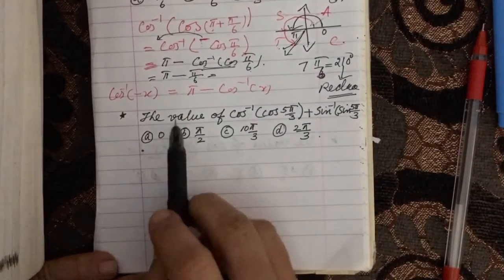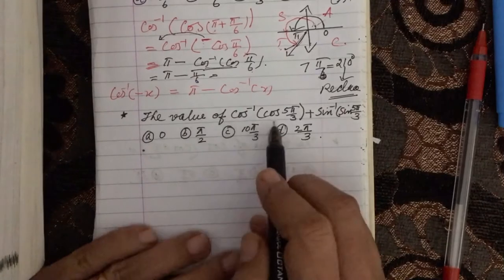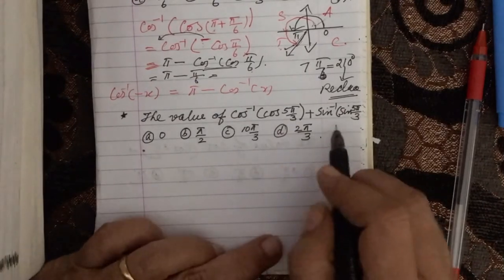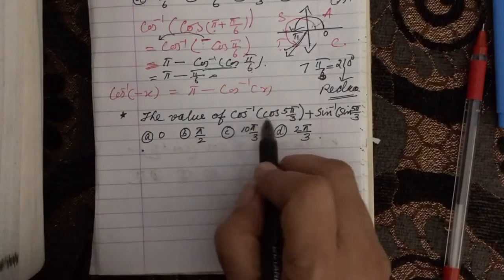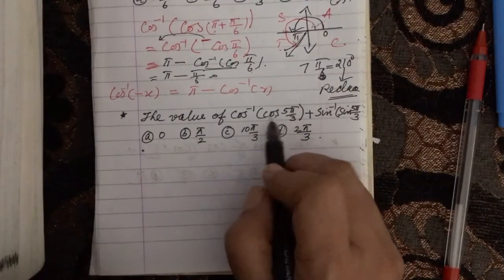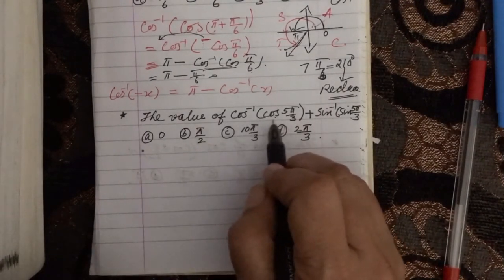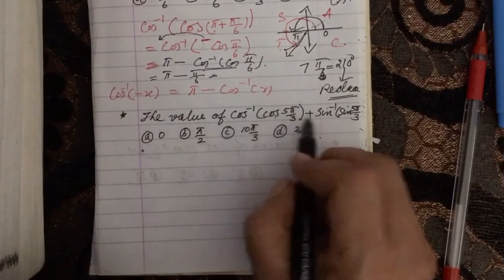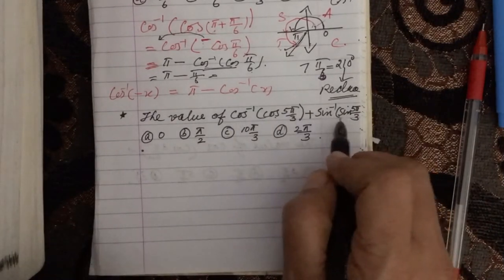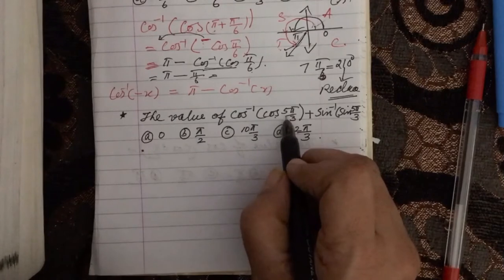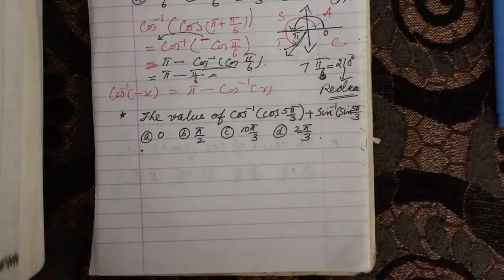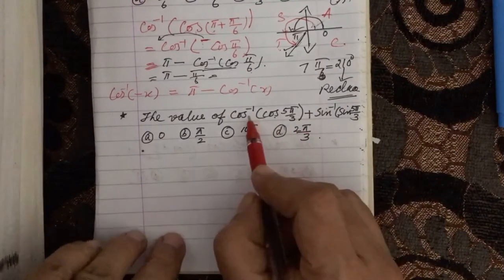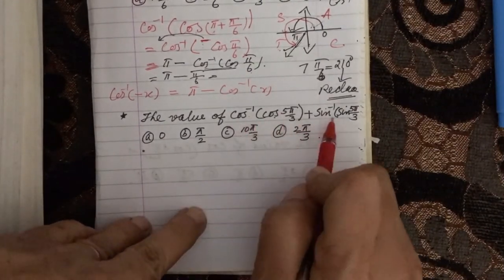The next one is the value of cos inverse of cos 5 pi by 3 plus sin inverse of sin 5 pi by 3. Here also you see cos inverse cos. Immediately you don't assume that you can nullify it. Does sin inverse sin always nullify? No. Only when this angle is coming in the corresponding principal value branch. So that means here two things are involved. One is cos inverse, another is sin inverse.